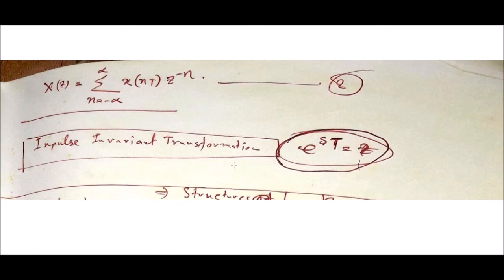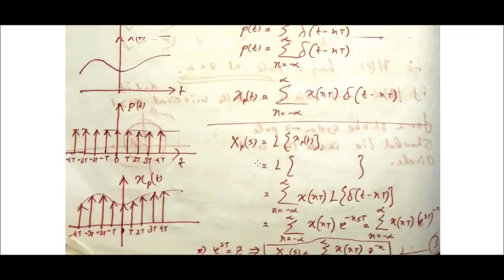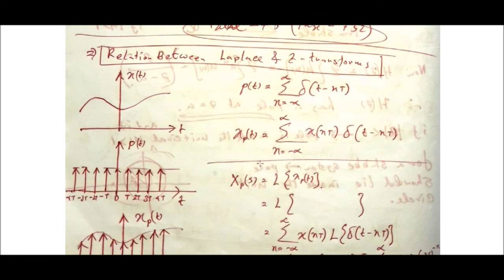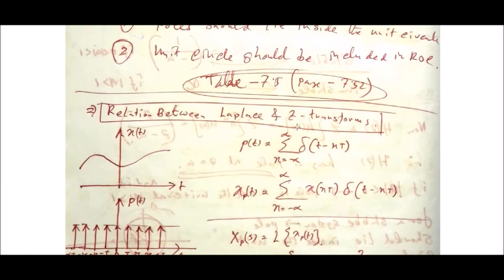Okay, this is all about the Z transformation theory part, and you have to carry out the problems from the book of Nagoor Kani in order to prepare this particular chapter entirely.